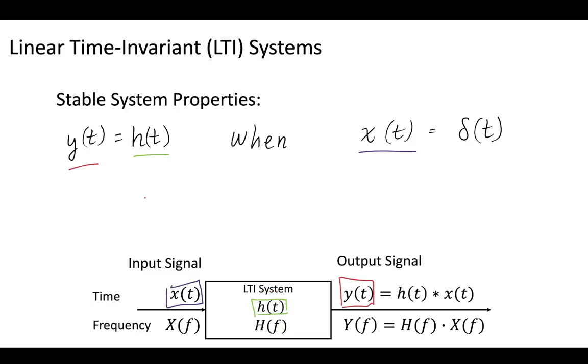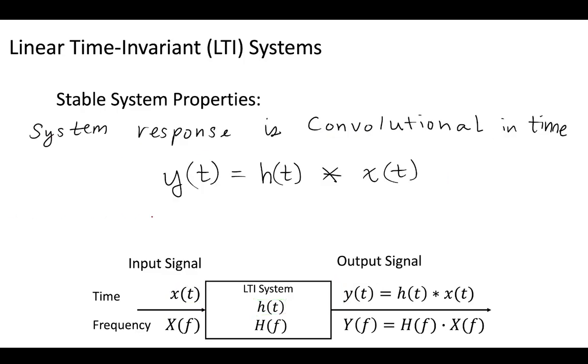Now, stable system properties. Because we're assuming this method of stability, stable systems have this property where the output, y of t, is equal to the transfer function h of t when x of t, this input here, is this impulse function. This is a special property that we have. When the input is an impulse function, and the impulse function looks something like this, where it increases at one point only, then we have an output that is just equal to that transfer function.